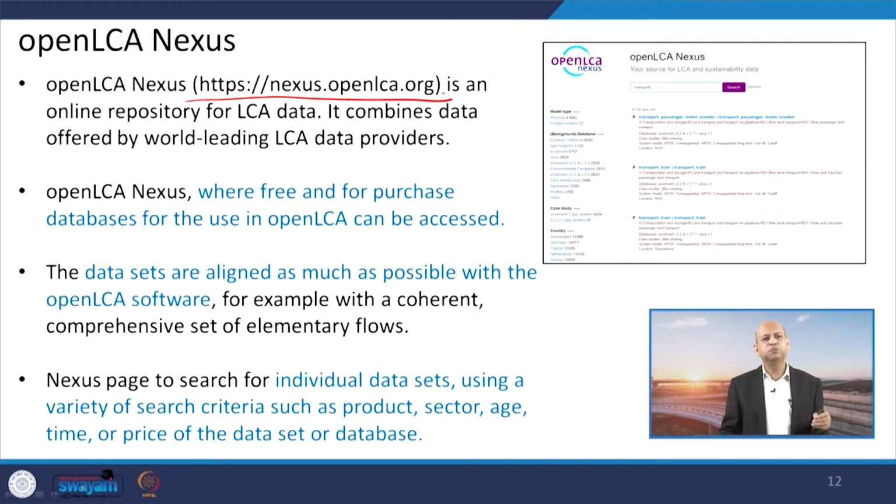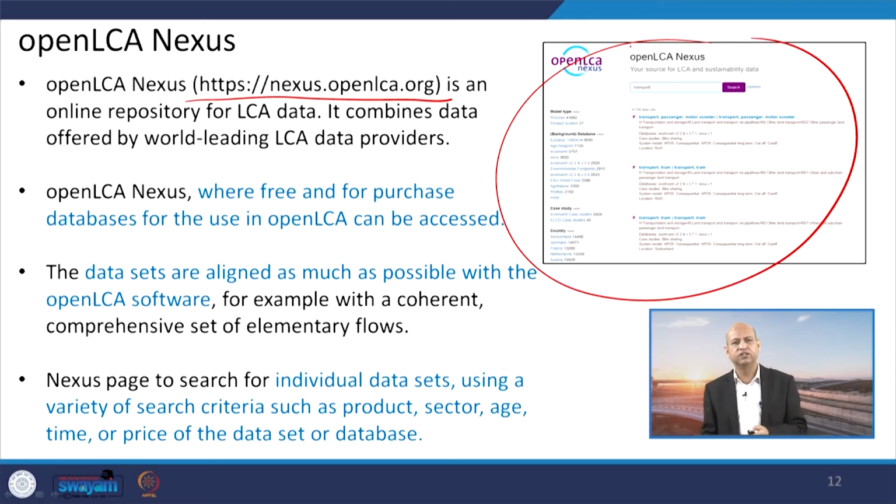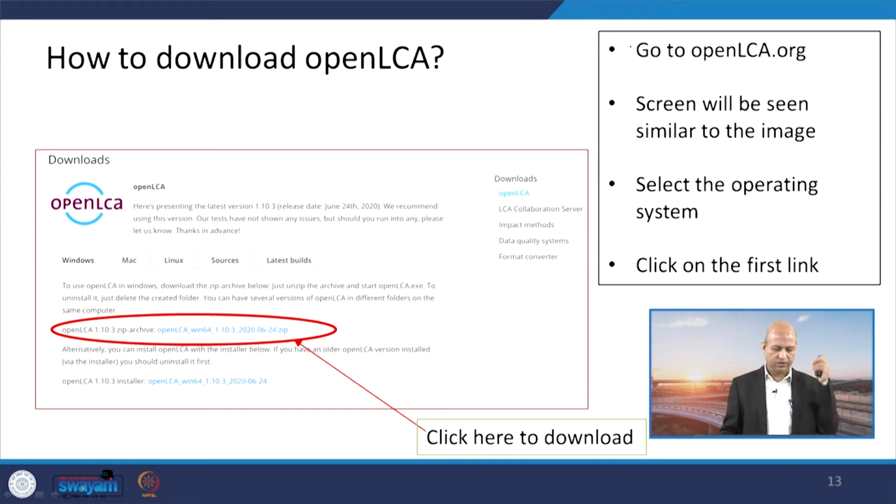Okay. On this Nexus page you can search for individual data sets using a variety of search criteria like products or sectors, or age, time, price of the data, all these variables are there which can help you to reach the database that is helpful for you. So, you do not need to go through different ones, you can just screen as per your need, like sector based or country based data. So, this kind of window is available at the openLCA Nexus when you go searching.